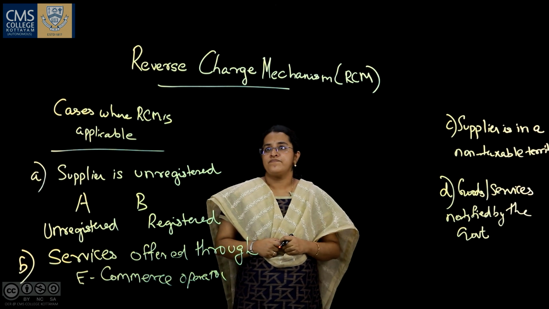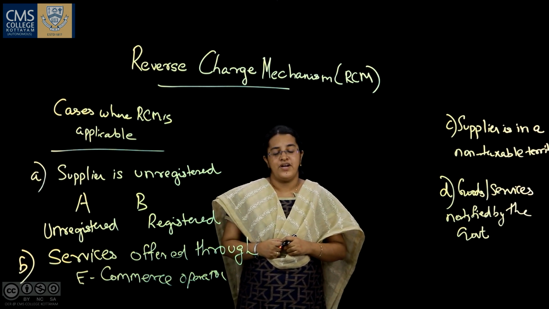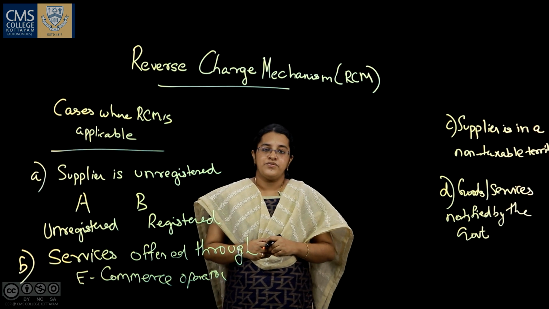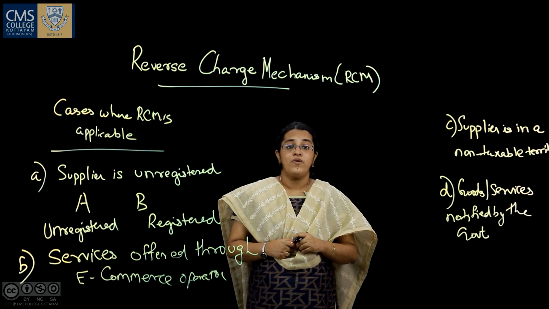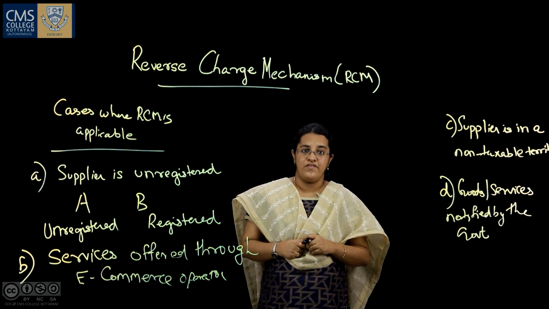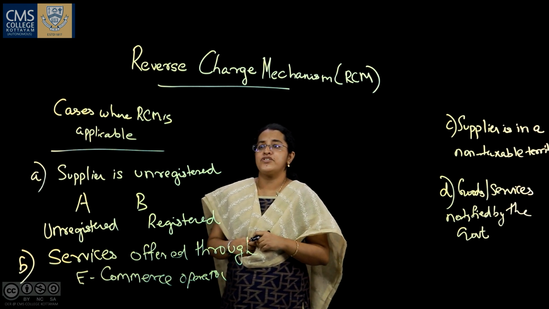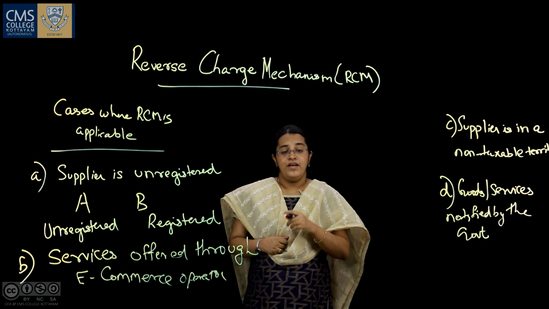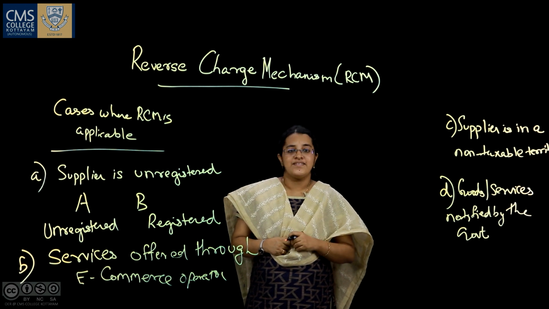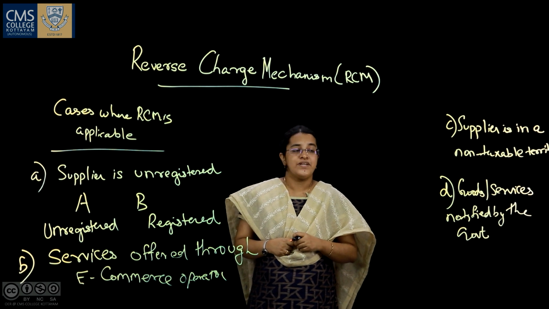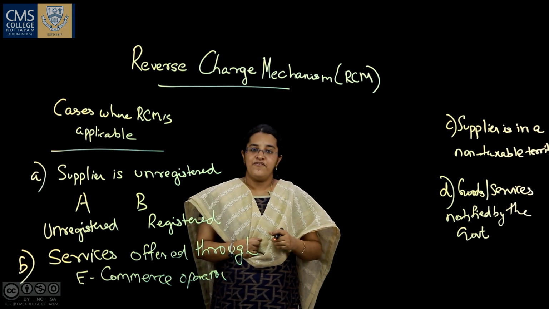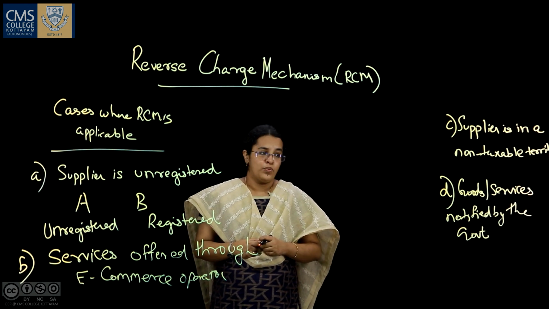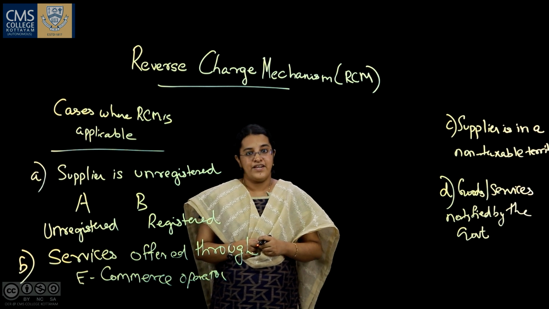So, to sum it up, we learned what is reverse charge mechanism. Reverse charge mechanism is a situation in which the liability to pay tax falls on the receiver of the goods or services. And there are four main situations where RCM is applicable. The first one is when the supplier is unregistered. Second one, when services are offered through an e-commerce operator. Third one, when the supplier is in a non-taxable territory. And finally, for goods and services notified by the government. I hope it's clear to all of you.